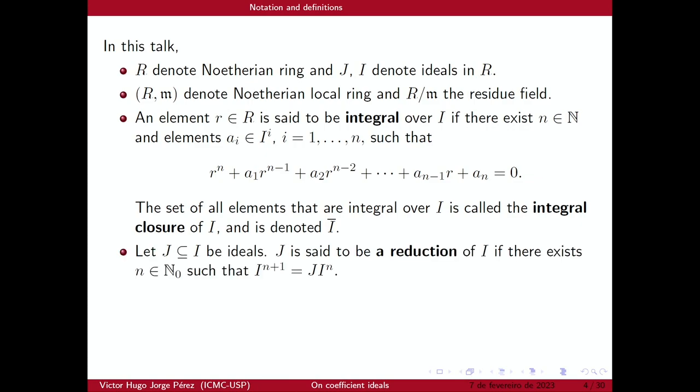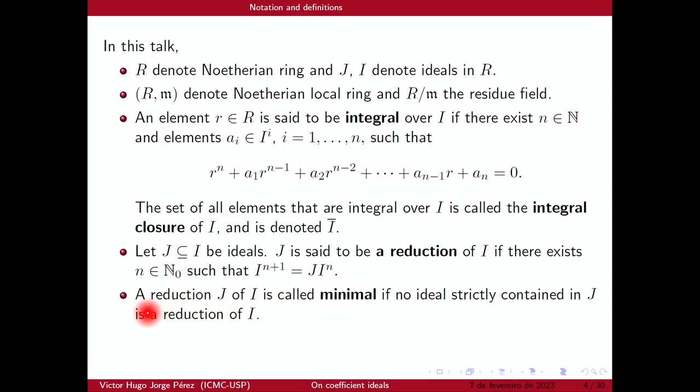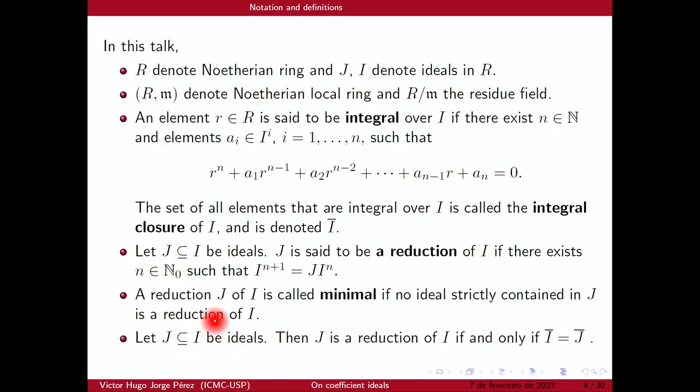This is the definition of integral closure. For the other definition, we take two ideals. J contained in I is a reduction of I if there exists an integer n such that this equality is satisfied. We call this a reduction. Another definition: J is called a minimal reduction of I if no ideal strictly contained in J is a reduction of I. These two definitions are equivalent: J is a reduction of I if and only if their integral closures are equal. I remember all these definitions because in my talk I always use them.